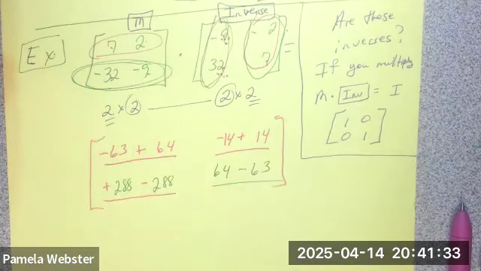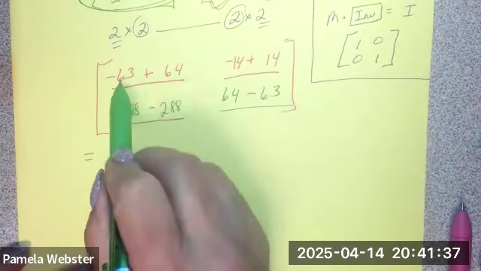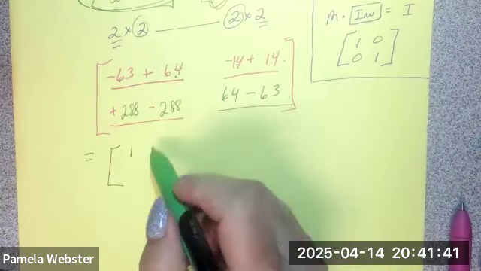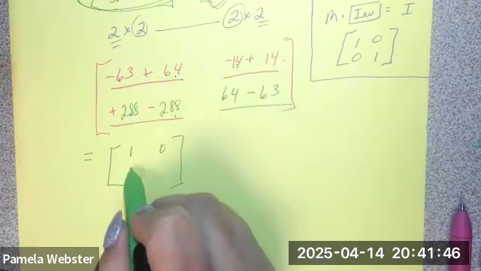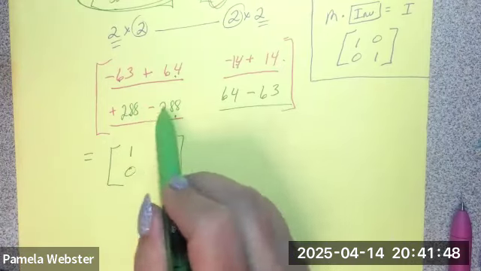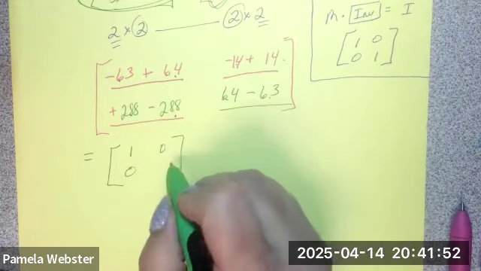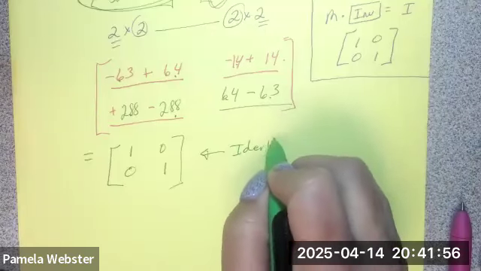Hopefully you're kind of seeing this, but just in case, let's go ahead and do the arithmetic. Negative 63 plus 64, that's a 1. Negative 14 and 14, that's a 0. 288 minus 288, that's a 0. Those are actually additive inverses, right? 64 minus 63, that's a 1. Is that the identity matrix?